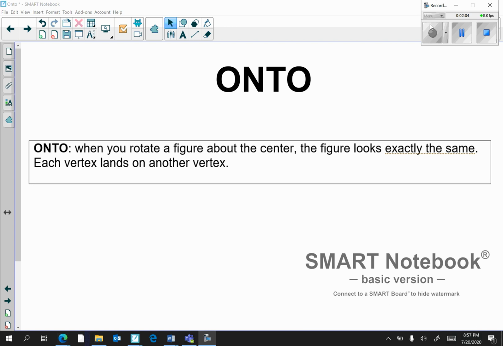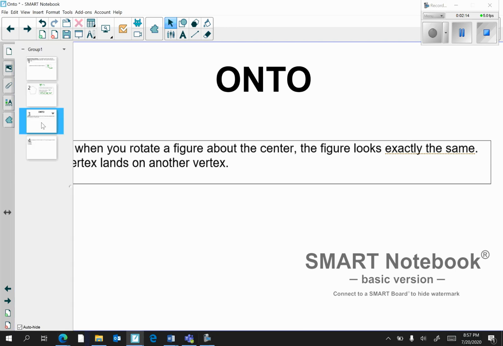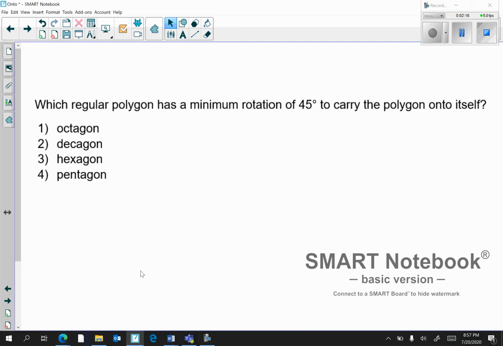Next, we have the definition of onto. Onto is when you rotate a figure about the center and the figure looks exactly the same. Each vertex lands on another vertex. Let's take a look at an example. Which regular polygon has a minimum rotation of 45 degrees to carry the polygon onto itself?